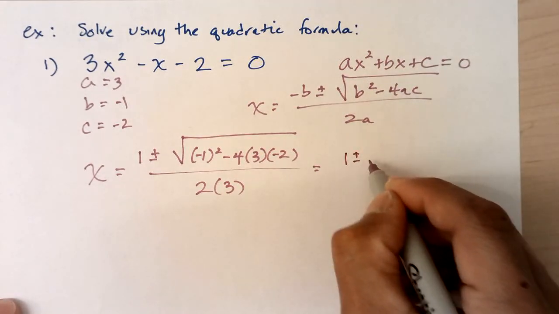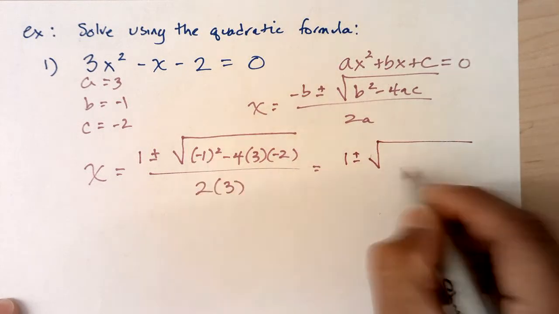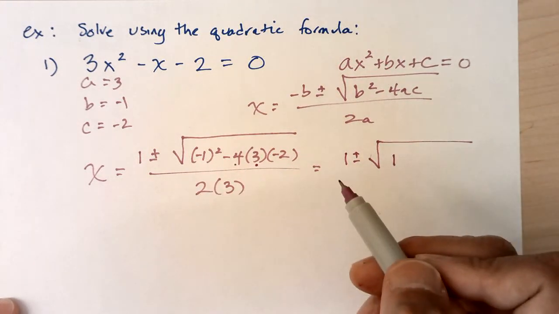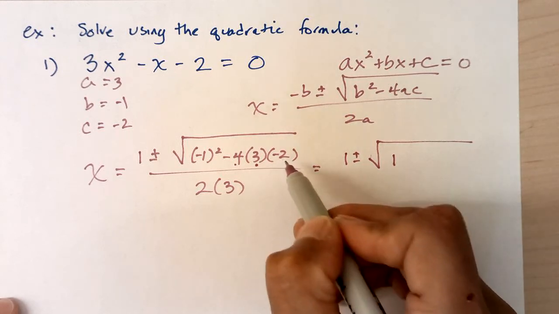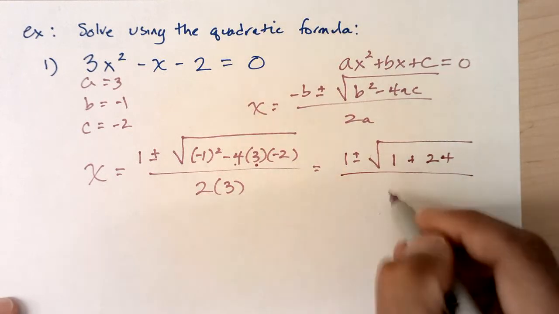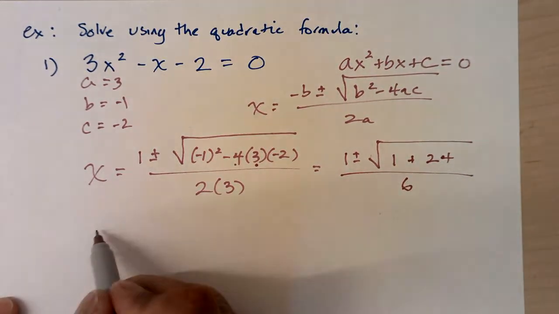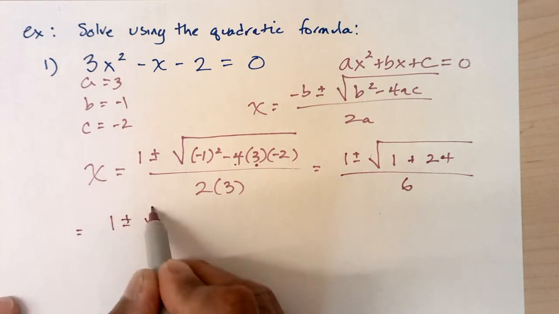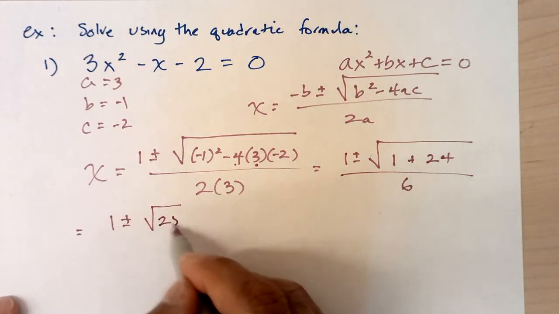So 1 plus or minus the square root of -1 squared is 1. -4 times 3 is -12. And then -12 times -2 is +24. All over 2 times 3 is 6. Hopefully you're following along with me. And that's equal to 1 plus or minus the square root of 1 plus 24 is 25.